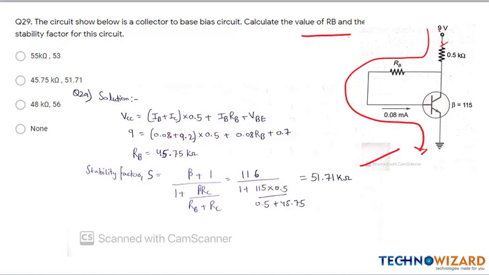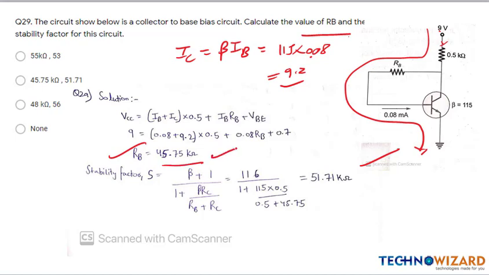Okay. On applying KVL, we know the value of IB, which is equal to 0.08, but we don't know the value of IC. But we know that IC is equal to beta times IB. Beta is equal to 115 and IB is equal to 0.08. On calculating this, you will get 9.2 milliampere as the IC. Therefore, RB is equal to 45.75 kilo ohm, the base resistance. Now, for stability factor, the formula is (beta plus 1) upon 1 plus beta RC upon (RB plus RC). On putting the values in this, you will get 51.71 as the correct answer.